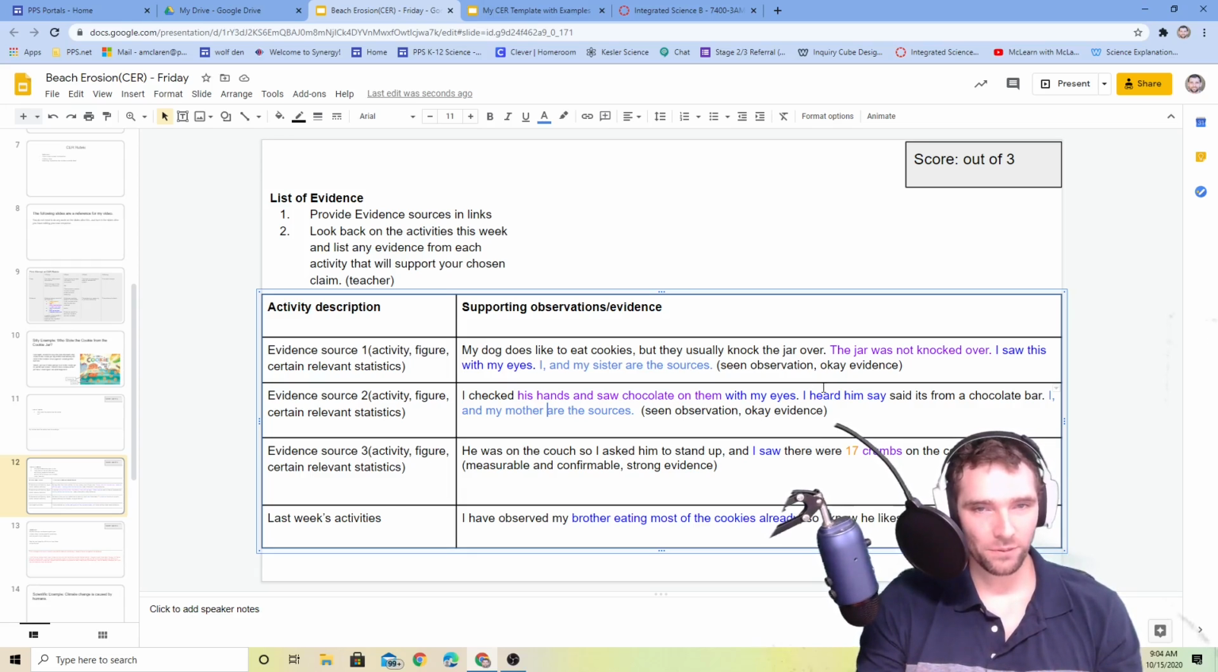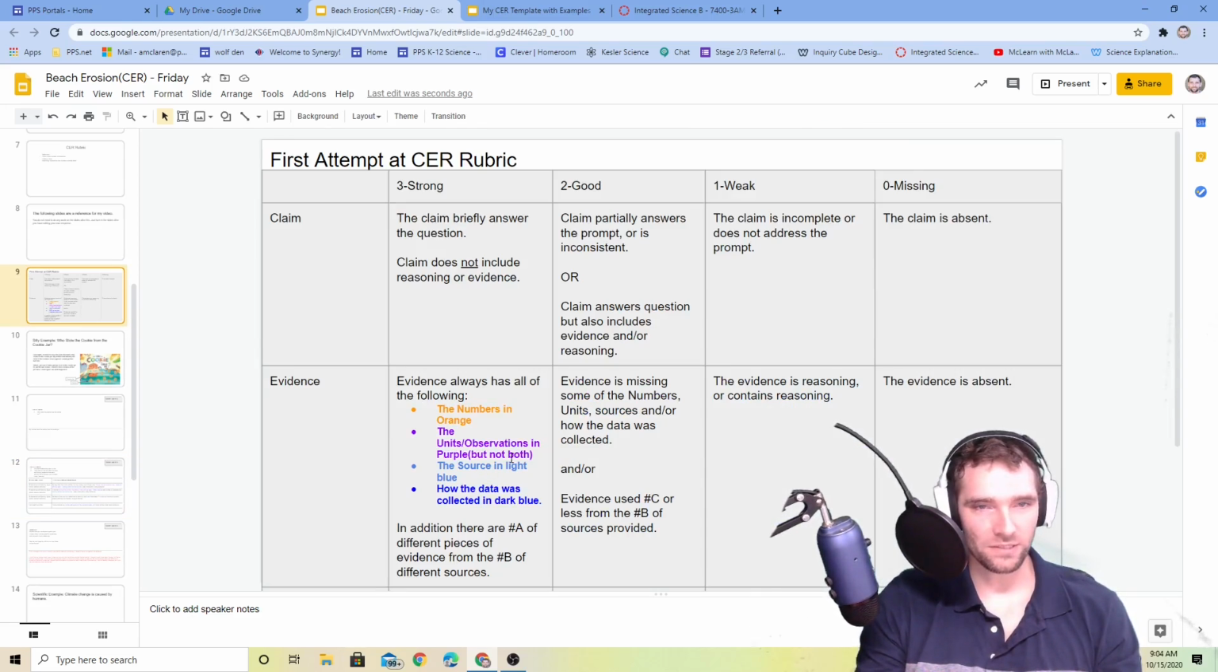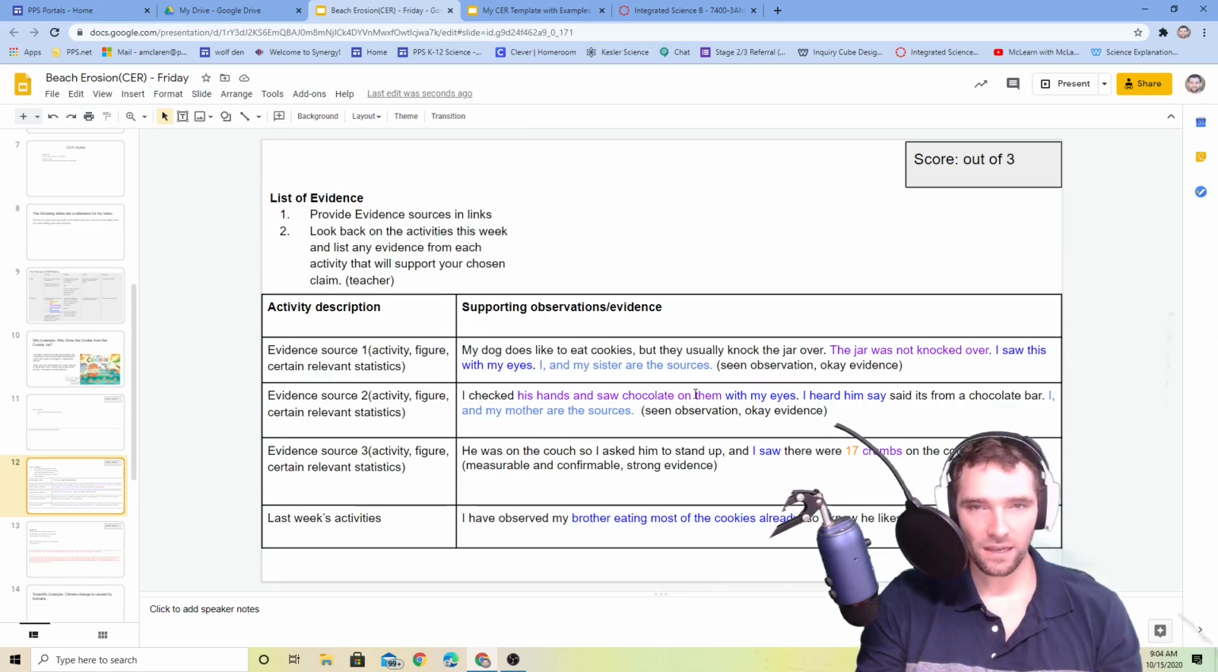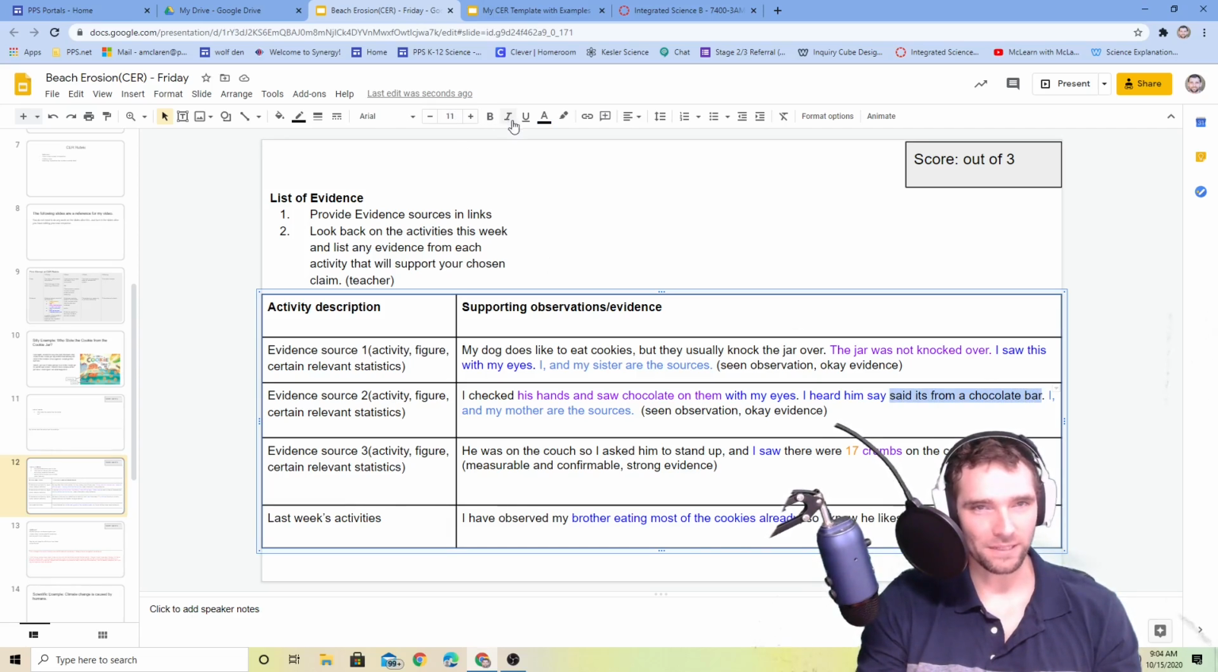Maybe it might be good to have different sources confirming this information. So here we've got in purple an observation that we saw, how it was seen as well. And then also I'm hearing him say that it was from a chocolate bar. I think that might be purple because that's something that I heard, right? So that's an observation that I'm making. This is probably my favorite piece of evidence because this is actually measurable. So this is a good example of what this might look like when we have a measurable thing.